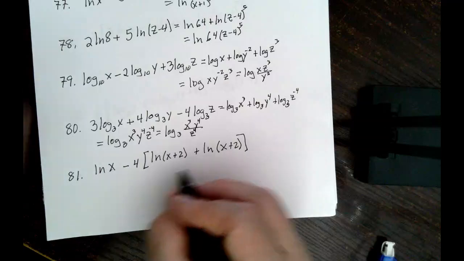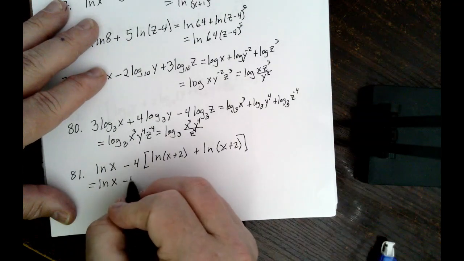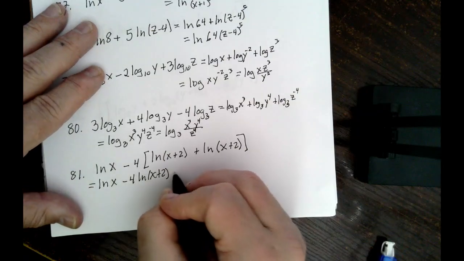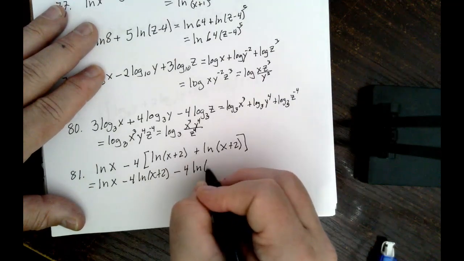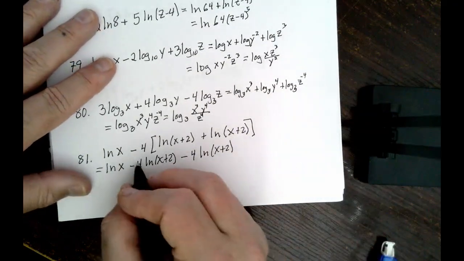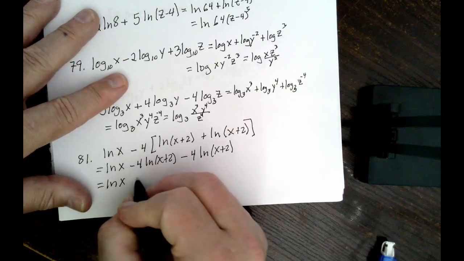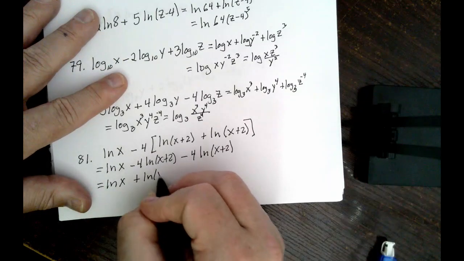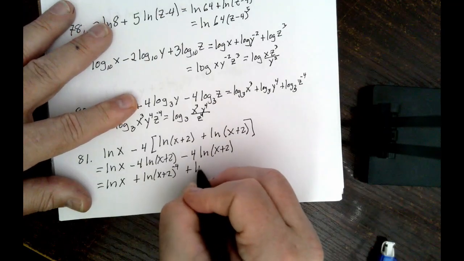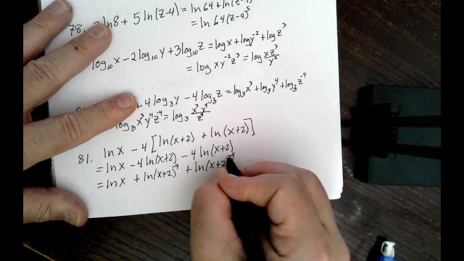And now this one you can distribute that 4, and you write that as ln of x minus 4 ln of x plus 2 minus 4 ln of x plus 2. Okay, and you can bring the negative 4 into the exponent, so you get ln of x plus ln of x plus 2 to the negative 4 plus ln of x plus 2 to the negative 4.